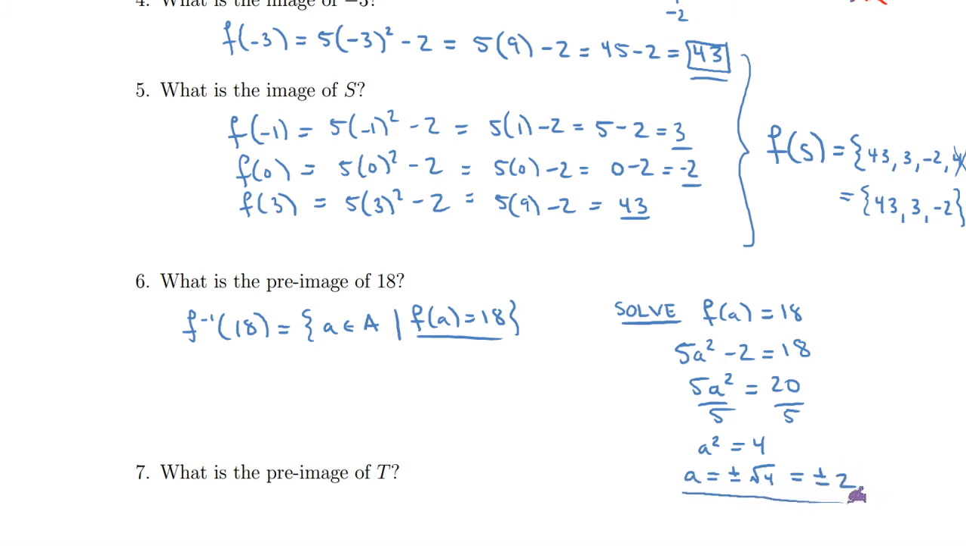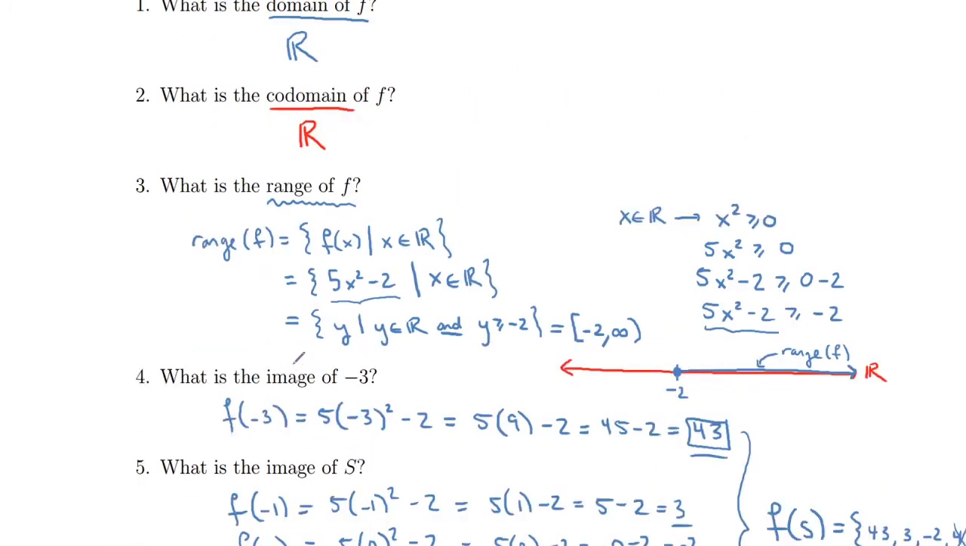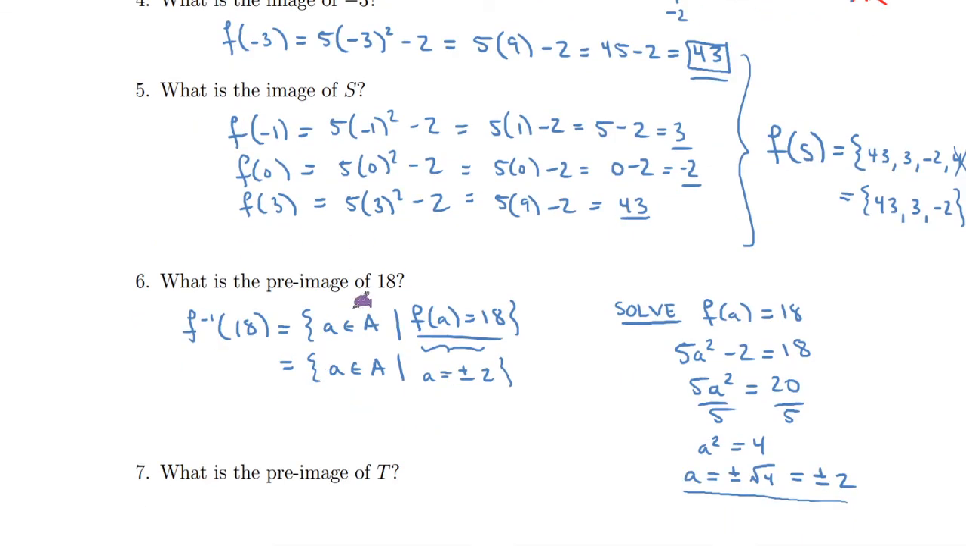So there's only two possible a's. Solving this, we just did that over here. A is plus or minus 2. And big A was real numbers. So if I just say A is a real number such that A is equal to plus or minus 2, well, what's in this set? Just those two numbers, right? Plus 2 and minus 2.